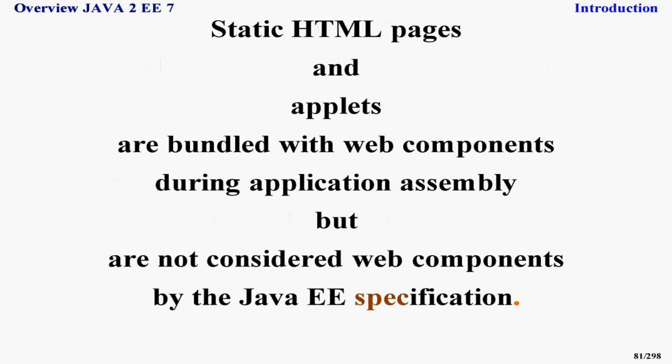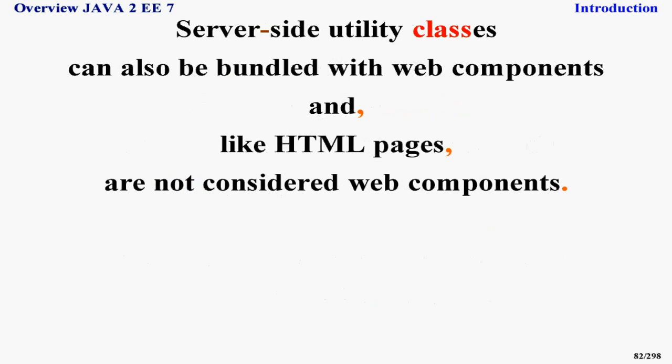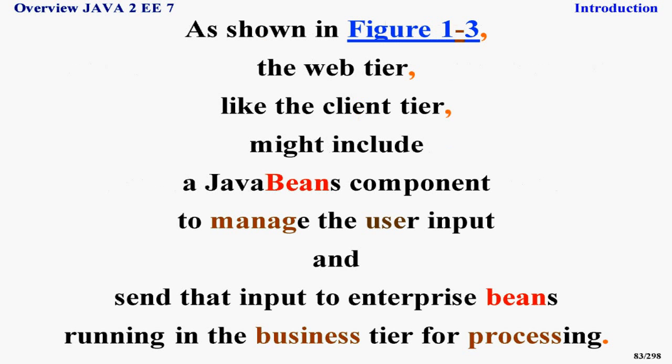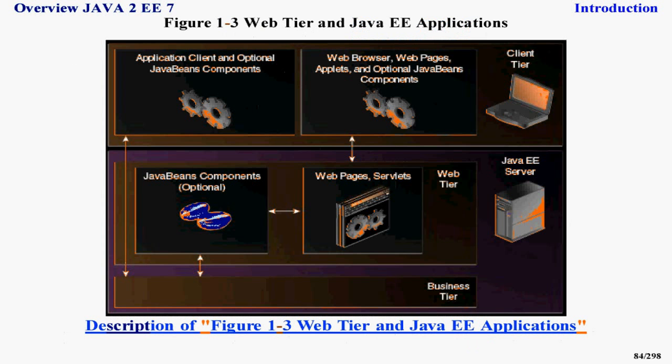Static HTML pages and applets are bundled with web components during application assembly but are not considered web components by the Java EE specification. Server-side utility classes can also be bundled with web components and, like HTML pages, are not considered web components. As shown in Figure 1-3, the web tier, like the client tier, might include a JavaBeans component to manage the user input and send that input to enterprise beans running in the business tier for processing. Figure 1-3 Web tier and Java EE applications.